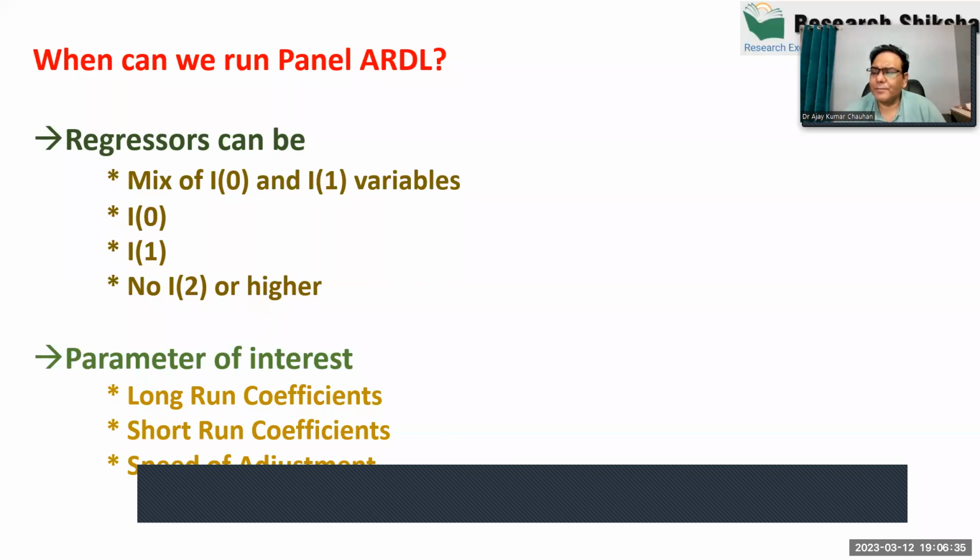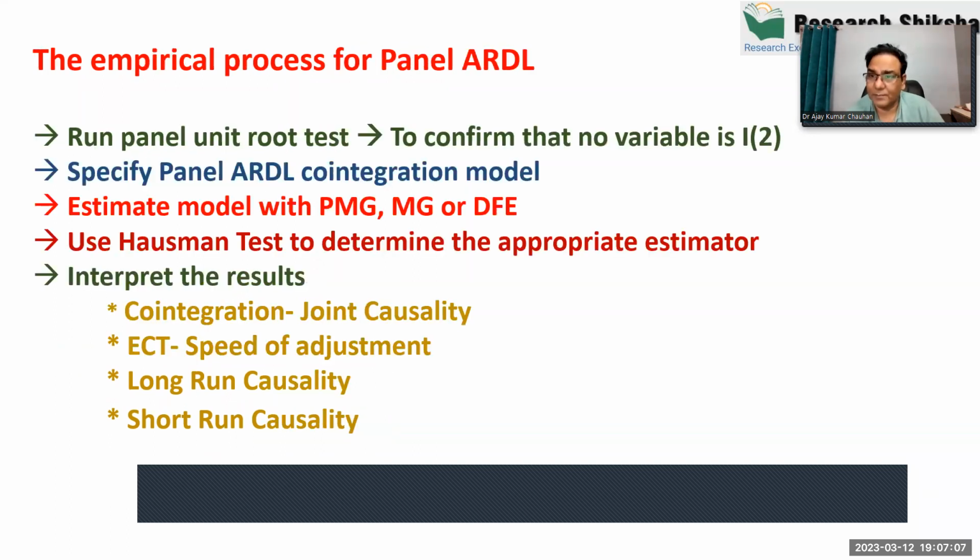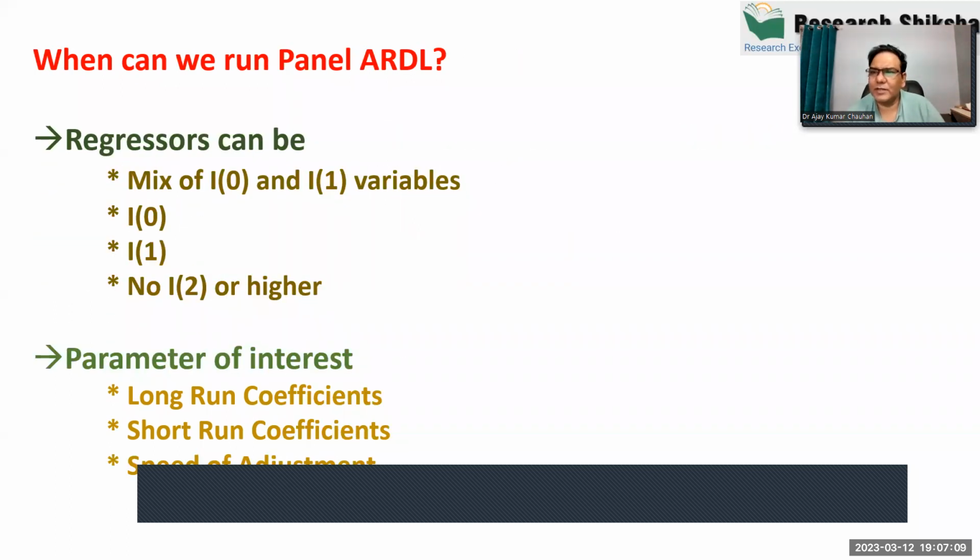But co-integration has one condition, that all the variables should be I1. If all the variables are not I1, then you cannot apply the panel co-integration test. In that case, you can apply the panel ARDL model. So in simple language, if some variables are I0, some variables are I1, or a mix of both, you can go to panel ARDL, but in panel co-integration, all variables must be I1. So this is the condition.